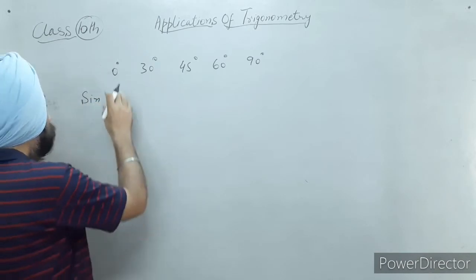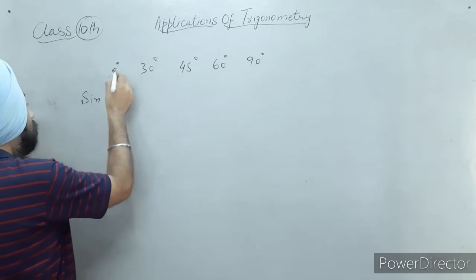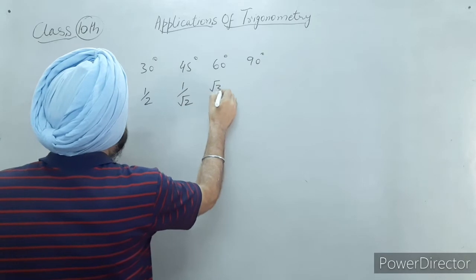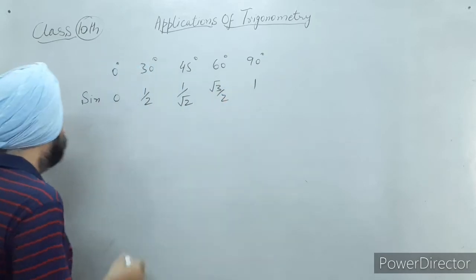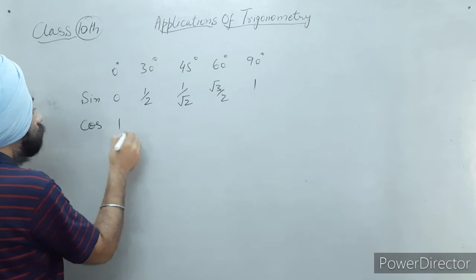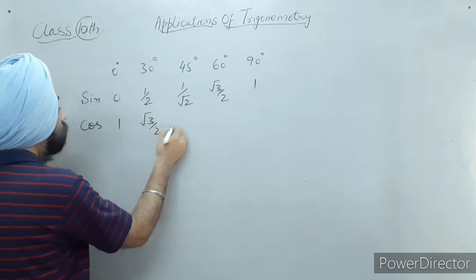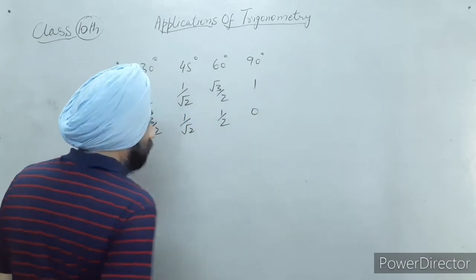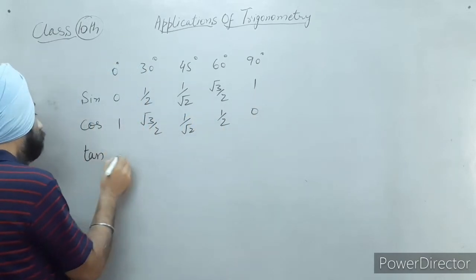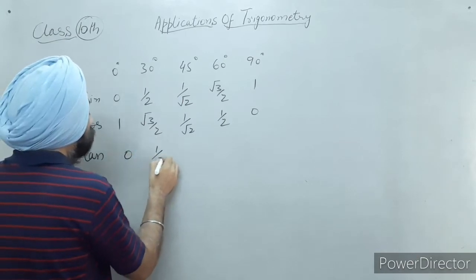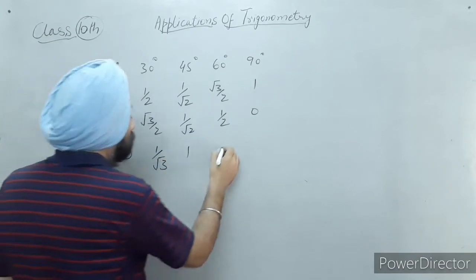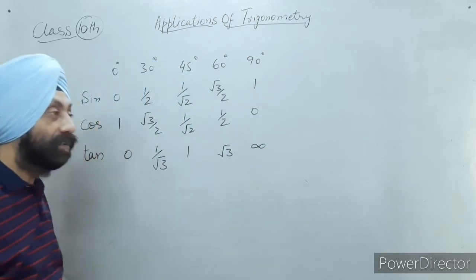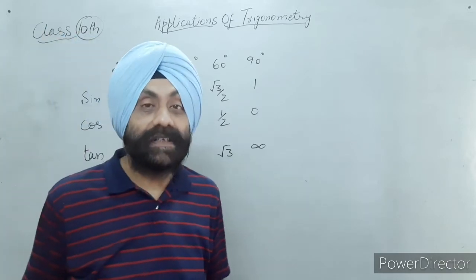We know sine of 0 degree is 0, sine 30 is half, sine 45 is 1 by under root 2, sine 60 is under root 3 by 2, sine 90 is 1. Then cos 0 is 1, cos 30 is under root 3 by 2, cos 45 has the same value, 1 by under root 2, cos 60 is half. Cos 90 is 0. Tan 0 is 0, tan 30 is 1 by root 3, tan 45 is 1, tan 60 is under root 3, and tan 90 is not defined, or we call tan of 90 degree infinity.